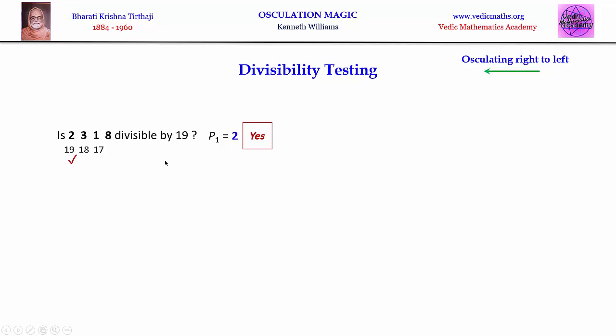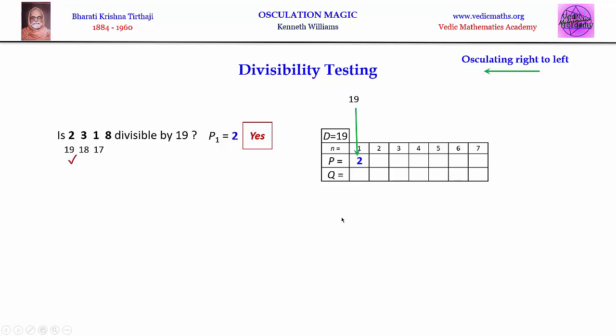We can actually reduce any of these numbers by 19 as we go along to stop them building up. So I could replace that 18 with a -1 or that 17 with a -2. Anyway, this is just the first osculator, and this table shows the osculators. So there's the first osculator, P1 is 2, which means 19. And to get the next osculator, we just keep multiplying by that initial 2.